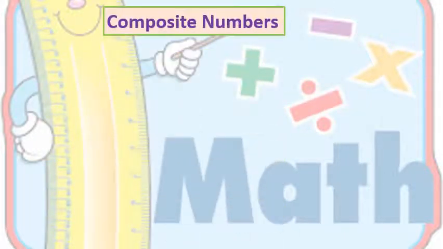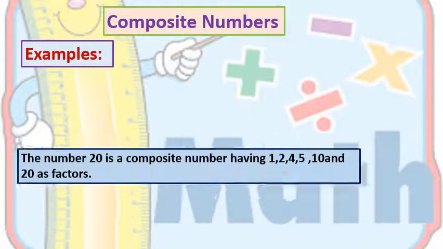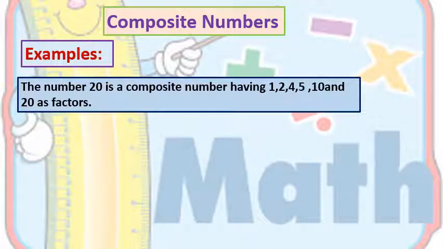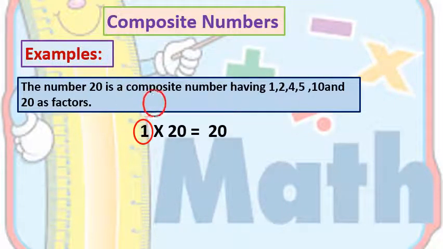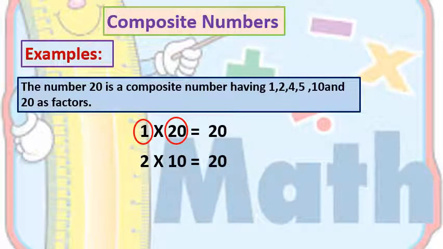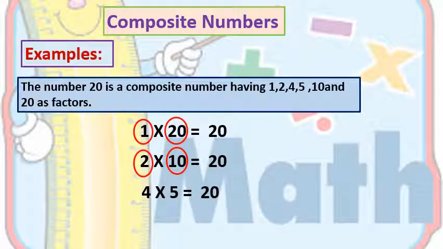Another example. The number 20 is a composite number having 1, 2, 4, 5, 10, and 20 as factors. What do you mean by that? We have 1 times 20 gives me 20, so 1 is a factor and 20 is a factor. And we have 2 times 10 is 20, so 2 is a factor and 10 is a factor. We also have 4 times 5 is 20, so 4 is a factor and 5 is a factor. So that's why 20 is a composite number having all of these as factors.